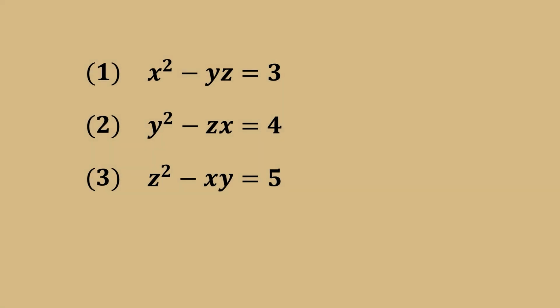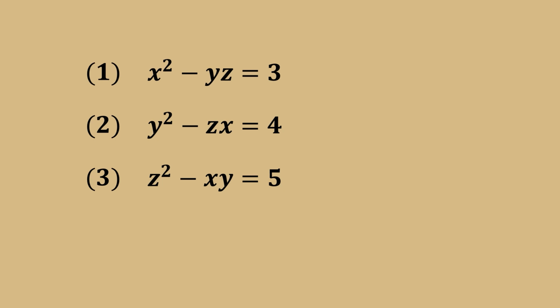We are given three equations. The first equation: x squared minus the product of y and z equals 3. The second equation: y squared minus the product of z and x equals 4. The third equation: z squared minus the product of x and y equals 5.